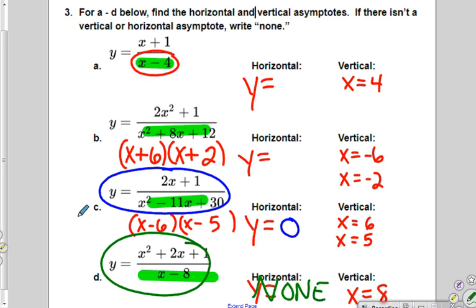All right, the other 2 appear to be balanced. Do you agree? Because the degree in the top, 1, is the same as the bottom, 1. When that's the case, you look in front. 1 over 1 is 1. 2 over 1 is 2. Those are the horizontal asymptotes.